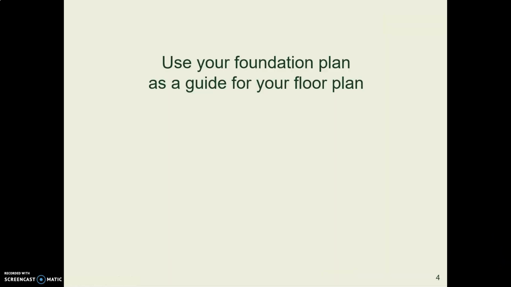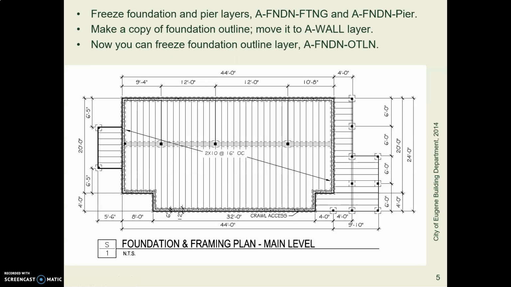So you're going to start with your foundation plan, and you have some lines here. The foundation footing is that dashed line. The foundation piers are those hidden lines. And then the foundation outline is that stem wall. So as I'm going to show you in a minute, you'll freeze the layers you don't want. You'll make a copy of the layer you do want, and you'll move it to a new layer.